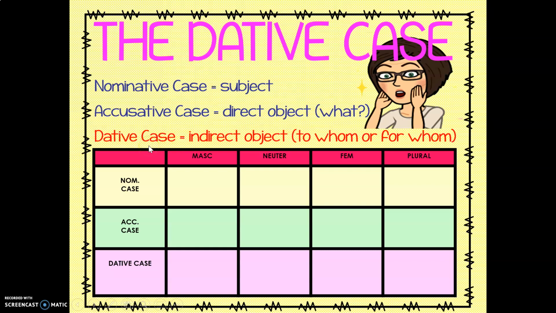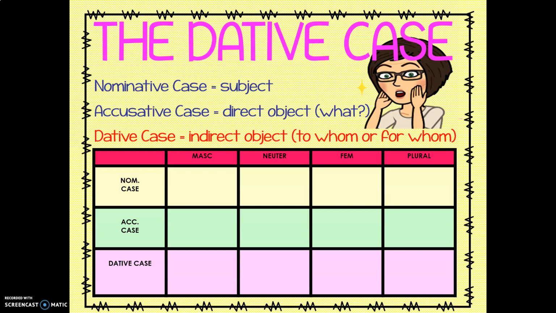The dative case is for indirect objects. Now, how do you figure out what is an indirect object? An indirect object answers the question to whom or for whom. So it's often used with words like buy or give. For example, I'm buying you a car. I buy what? Car, direct object. For whom am I buying the car? For you.